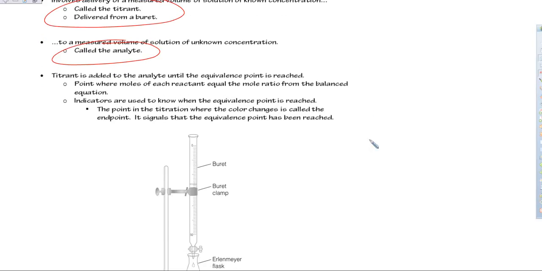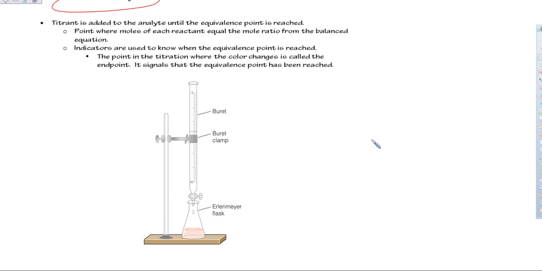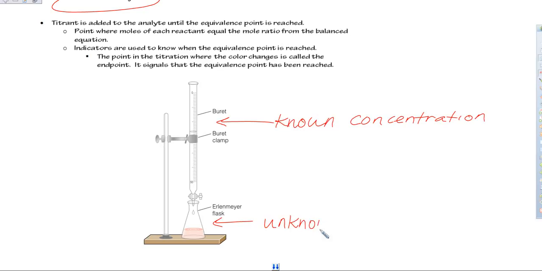So you got your setup, and we can mark that in here, that my known solution, my known concentration, that's always in the burette. And then my solution of unknown is in the flask. Okay, so you're going to mix the two together.